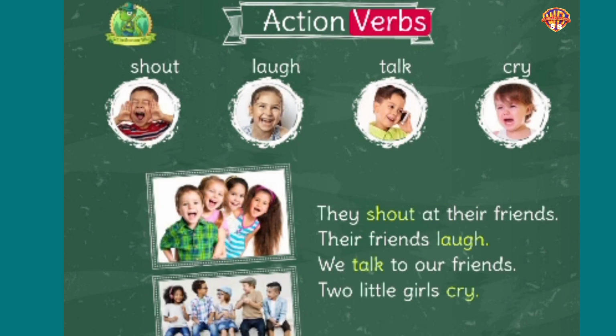Action verbs. Shout, laugh, talk, cry. They shout at their friends. Their friends laugh. We talk to our friends. 2 little girls cry.